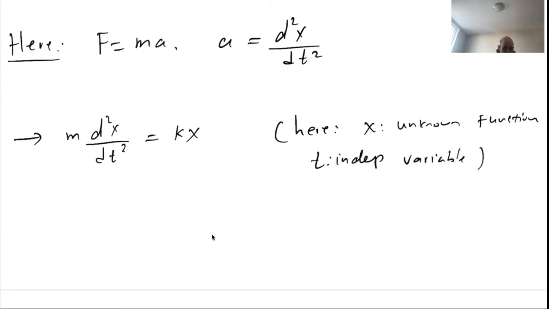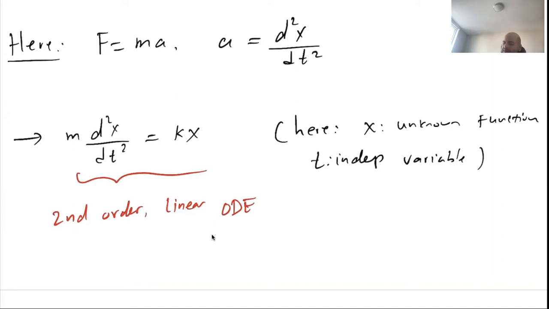And this is an example of a second order linear ODE. And it's linear because there is no power. There is a second derivative, but that's okay. The second derivative is not raised to any power, and neither is x. x is just raised to power 1. It's not raised to any power other than 1. So it's a second order linear ODE.